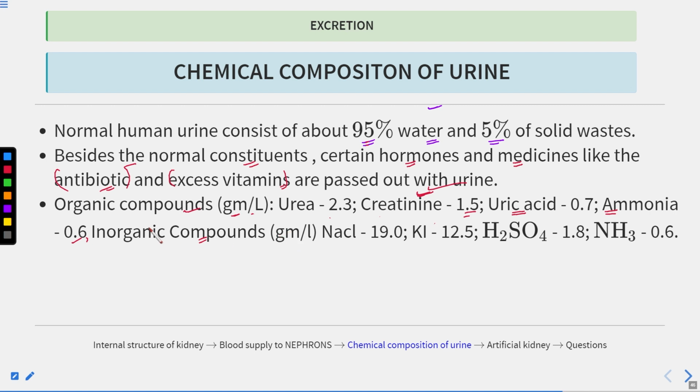Inorganic compounds. If we talk about the inorganic compounds, again in gram per liter, NaCl concentration is 19 gram per liter in urine. Potassium iodide concentration is 12.5 gram per liter. H2SO4, sulfuric acid, is 1.8, and ammonia is 0.6 gram per liter.